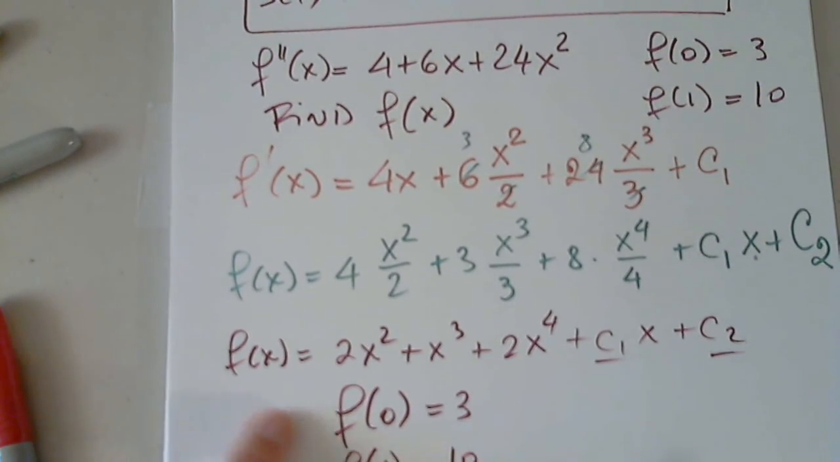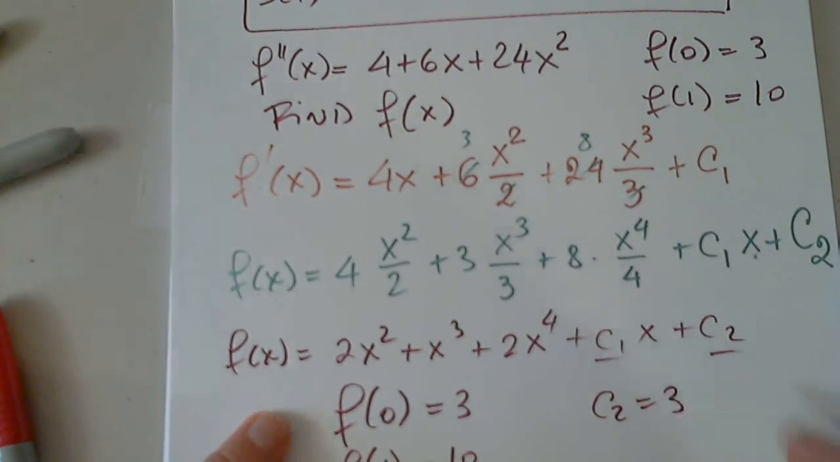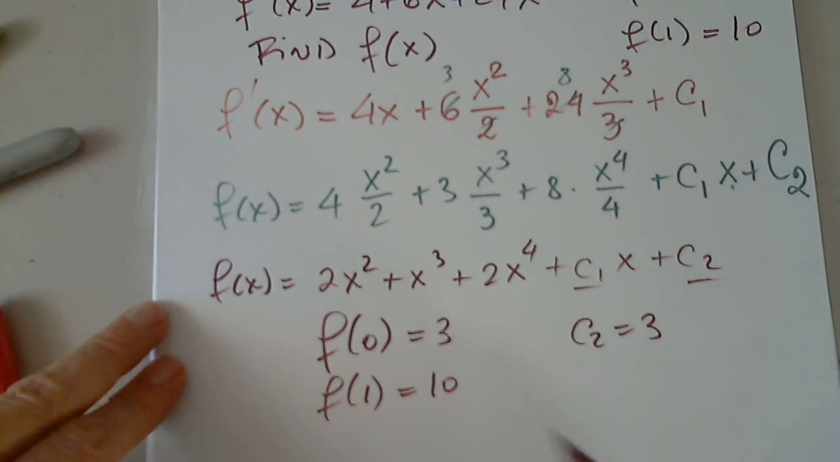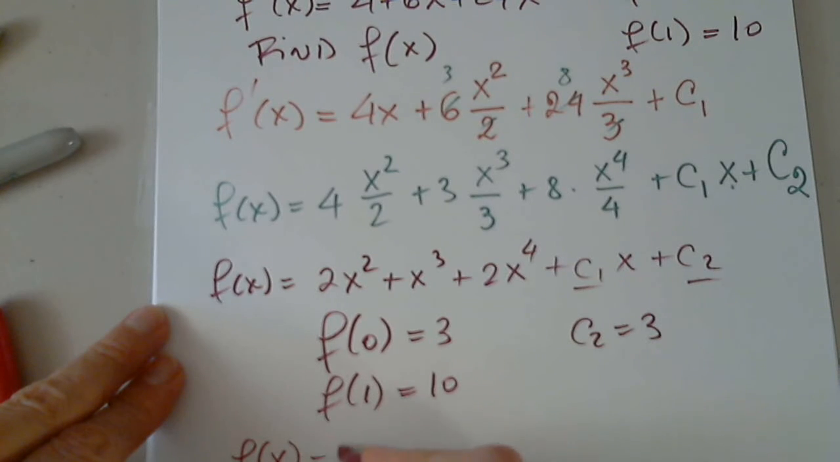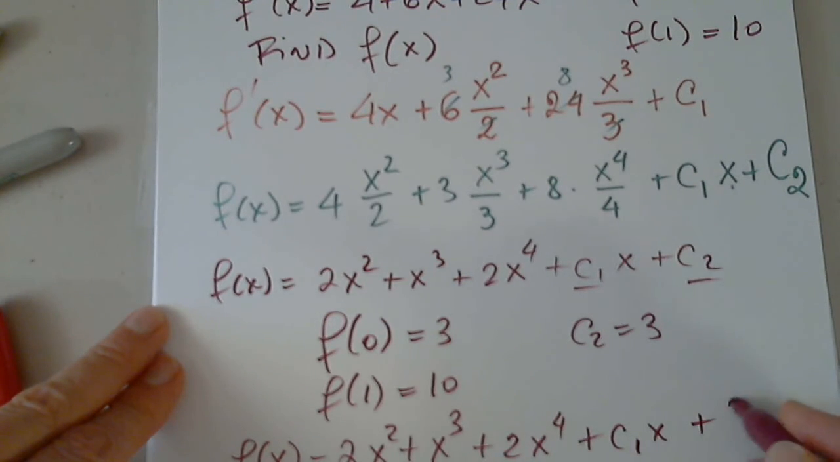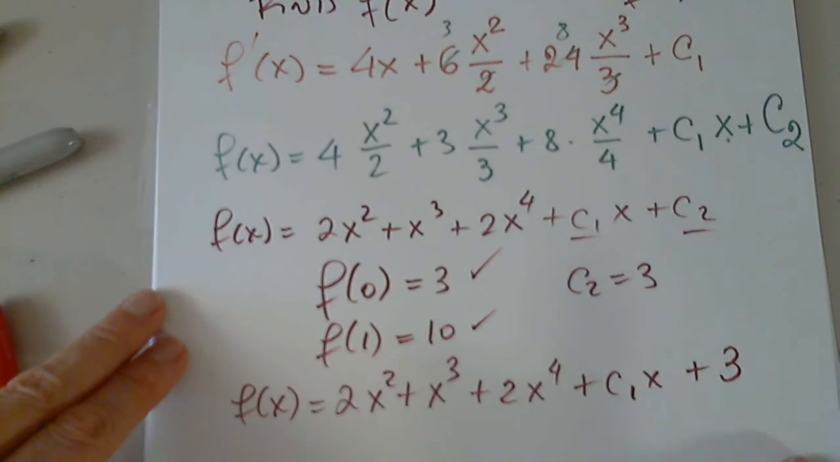I'm going to start with f of 0 is 3. Plugging in 0 gives c2 equal to 3. So I have that f of x for now is 2x squared plus x to the third plus 2x to the 4th plus c1x plus 3. This was used. Now I have to use this.